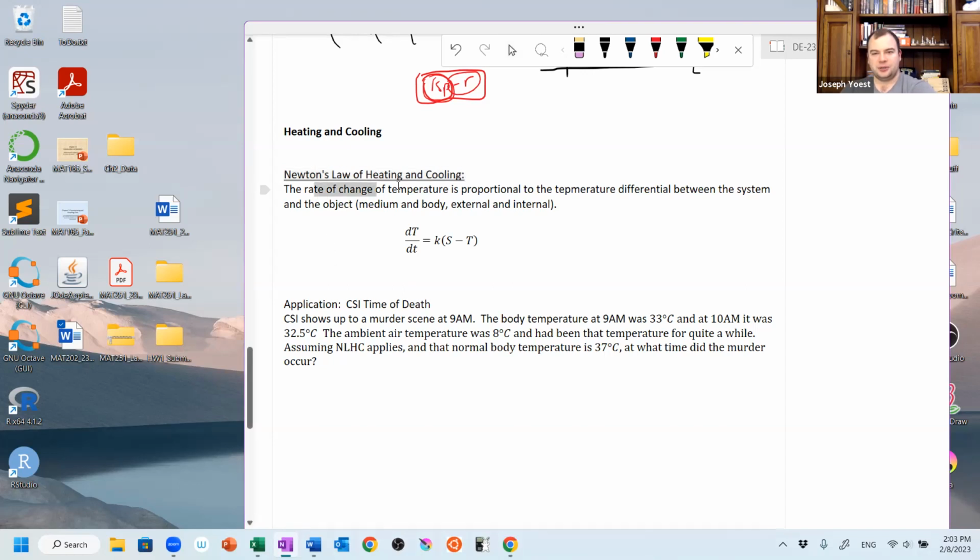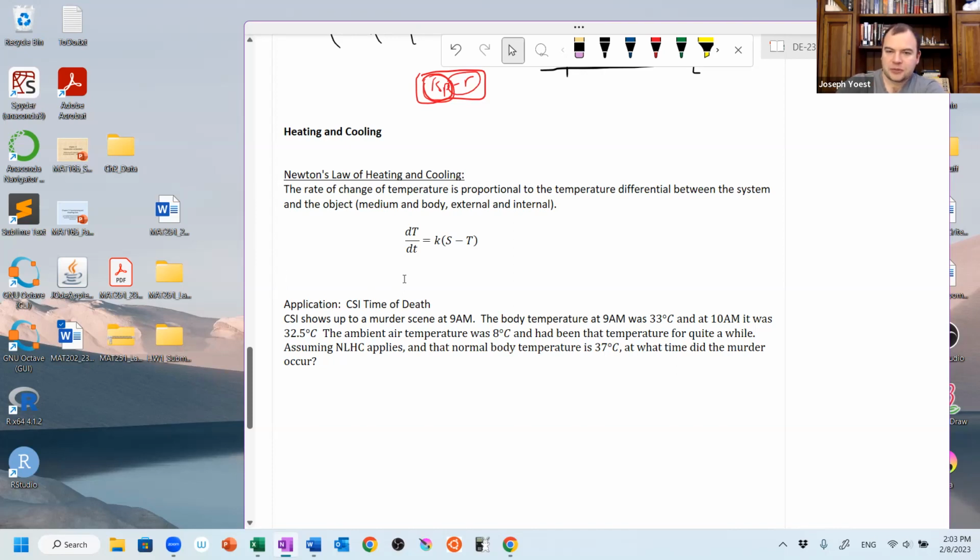Newton's law of heating and cooling says the rate of change of the temperature of the body, of the object, is proportional to the temperature differential between the system and the object. So if my system has temperature S and my object has temperature T, say capital T, then the rate of change of the temperature of my object is proportional to the difference in the temperatures between the system and the object. So this is Newton's law of heating and cooling in differential equation form.